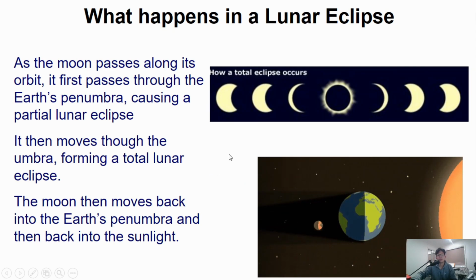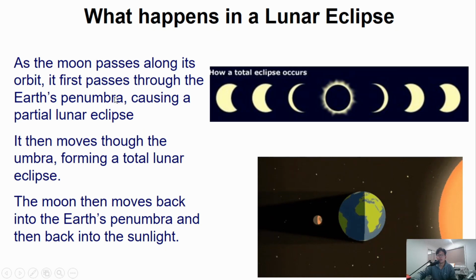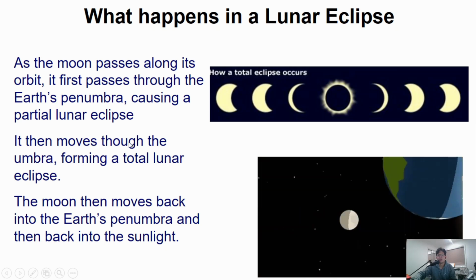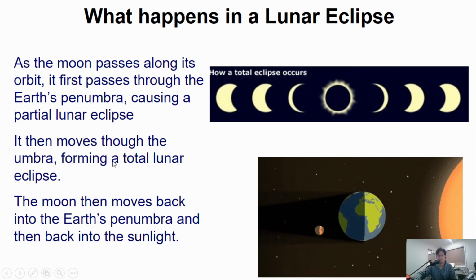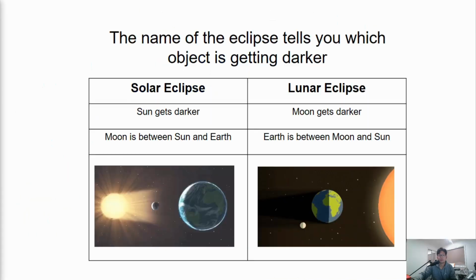So what happens in a lunar eclipse? As the moon passes along its orbit, as you can see going around here, it first passes through the earth's penumbra, the lighter portion of the shadow. This causes a partial lunar eclipse, so we can see the process in this picture here. It then moves through the umbra, forming a total lunar eclipse. As you can see here, it gets completely covered. The moon then moves back into the Earth's penumbra and then back into the sunlight, so it will return to a normal moon.